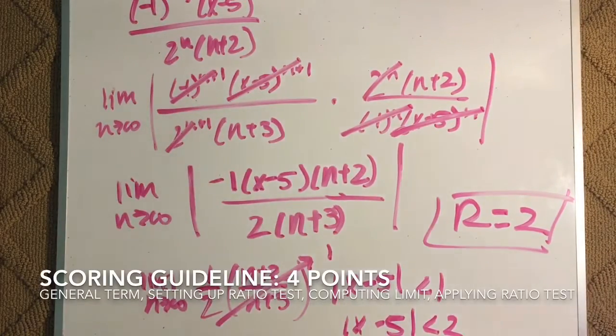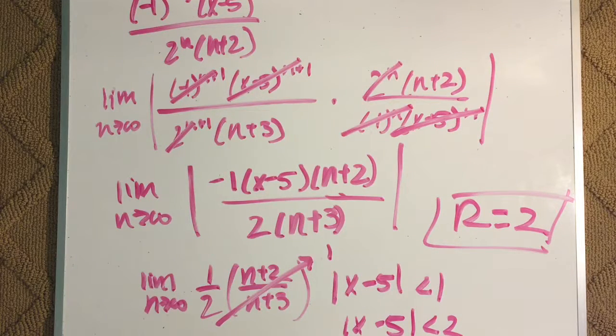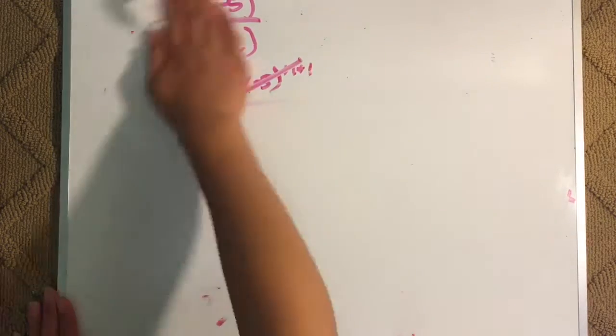You can get up to 4 points for this problem: 1 point for the general term, 1 point for setting up the ratio test, 1 point for computing the limit, and 1 point for applying the ratio test to get the radius of convergence.